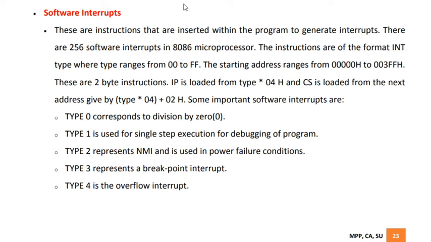Some important software interrupts are type 0, type 1, type 2, type 3, and type 4. Type 0 corresponds to divide by 0. Type 1 is used for single step execution for debugging a program. Type 2 represents NMI and is used in power failure conditions. Type 3 represents a breakpoint interrupt. And type 4 is the overflow interrupt. So this is in brief about the interrupts in 8086.